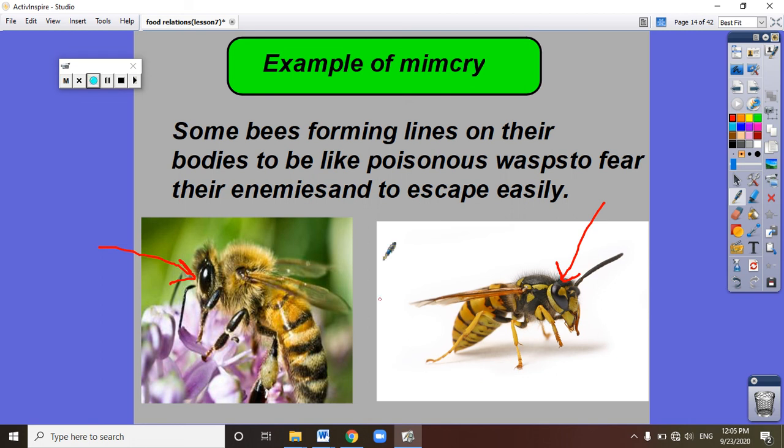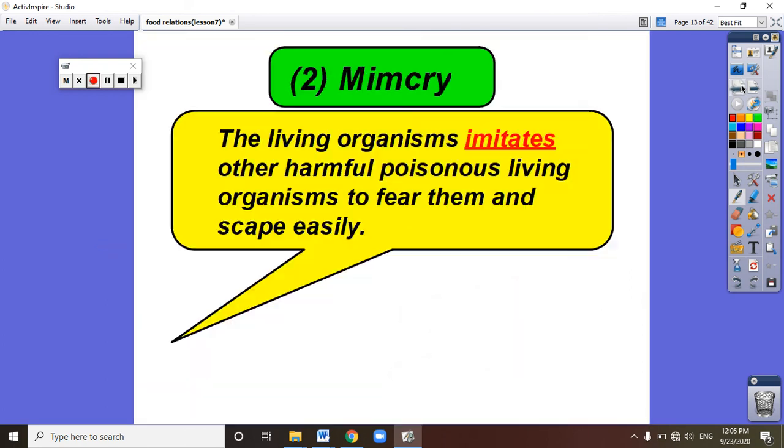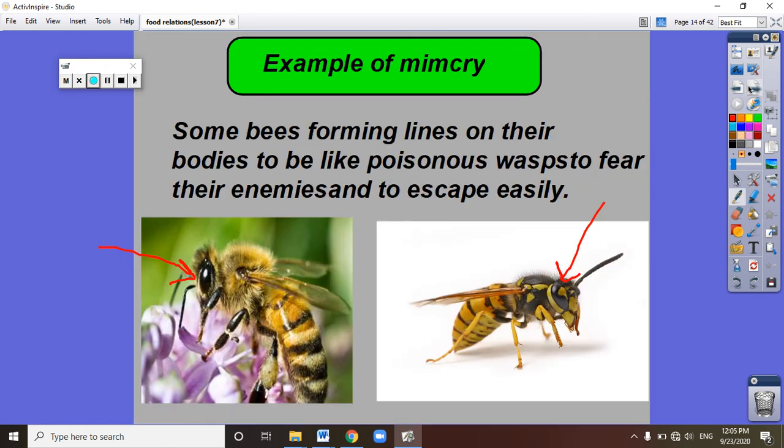So in mimicry, harmless animals imitate harmful animals to scare their enemies and escape from them. And the example for mimicry here is bees imitating wasps by forming lines.